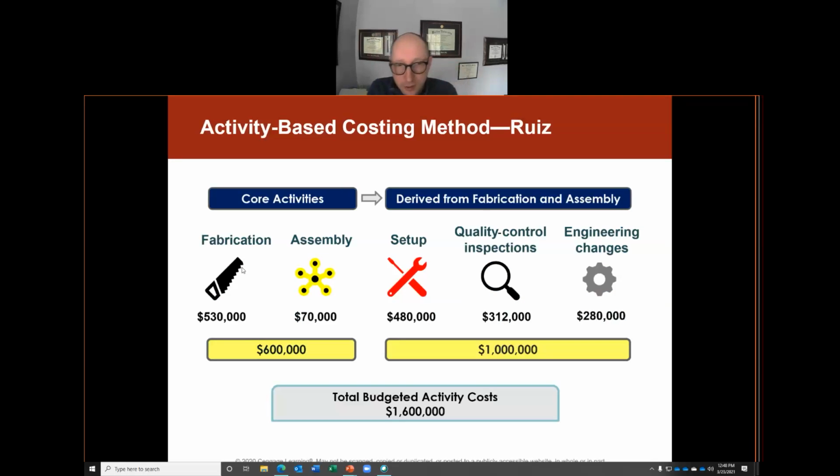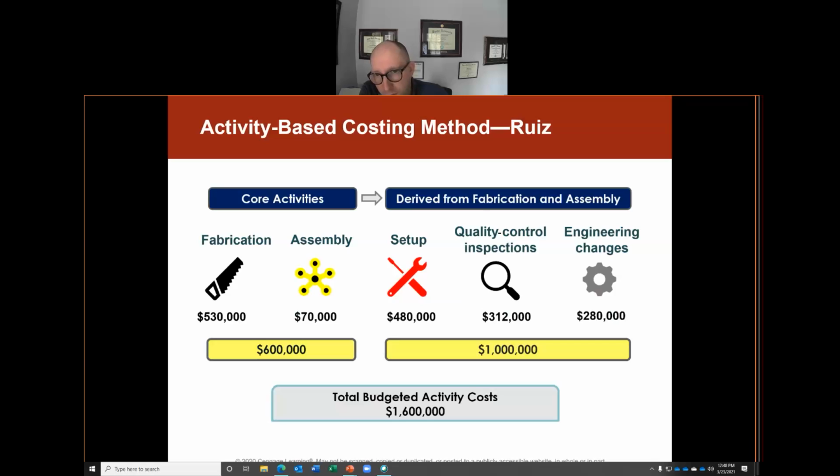In our business, Ruiz company, that we manufacture snowmobiles and riding lawnmowers, there are two core activities, primary activities that we have. One is fabrication, the other one is assembly. These are our core activities. These are the things we do the most, core activities. As you recall, we have a total budget of overhead of $1.6 million. We assign these to our activities.